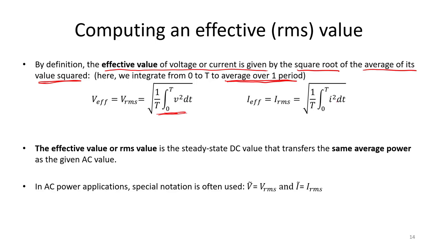And so therefore, by doing this root mean squared calculation, we can say that the effective value, or RMS value, is the steady state DC value that transfers the same average power as the AC value. So by calculating RMS, we can accurately compare an AC circuit's output to the output from an equivalent DC circuit. Sometimes we also see special notation when working with RMS values. If you see the little tilde on top of the V or the I, that is also indicating that value is the root mean square value.